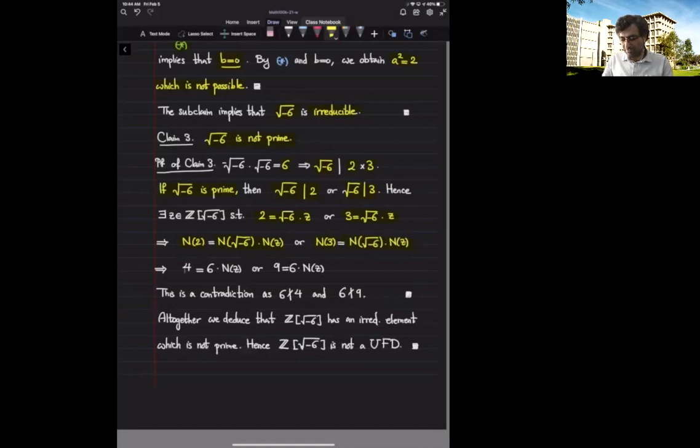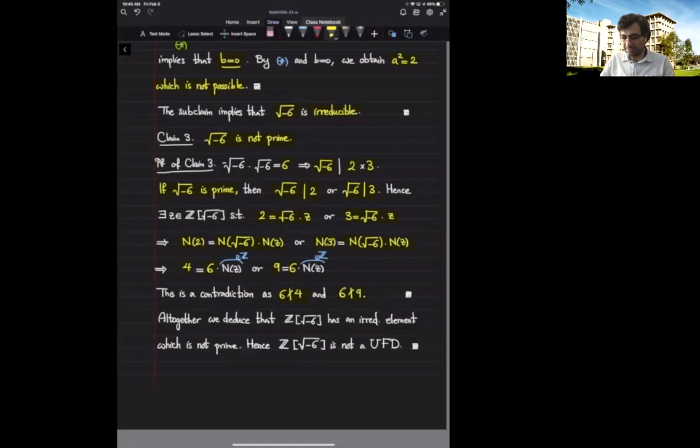The norm of 2 is 4. The norm of root negative 6 is 6. The norm of 3 is 9. And the norm of root negative 6 is 6. But these cannot be possible. You see, here, this is an integer number. This is an integer. This is an integer. So these equations imply that either 6 divides 4 or 6 divides 9, but these are not possible. 6 doesn't divide 4 and 6 doesn't divide 9. So we get a contradiction.